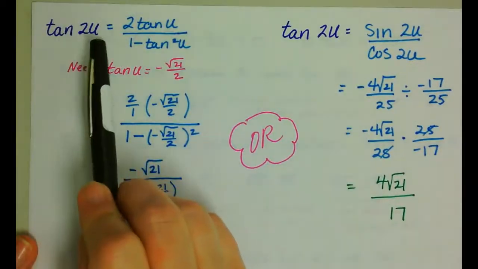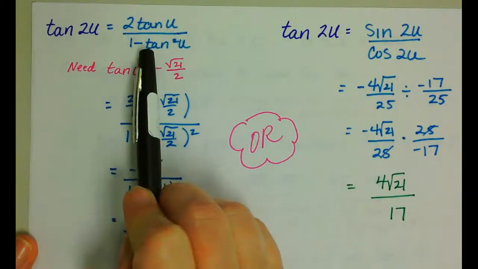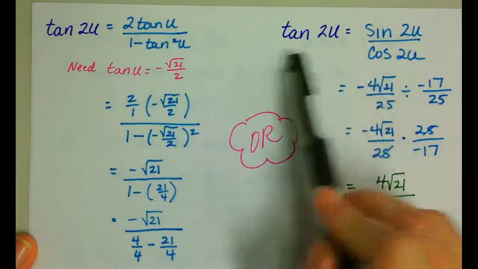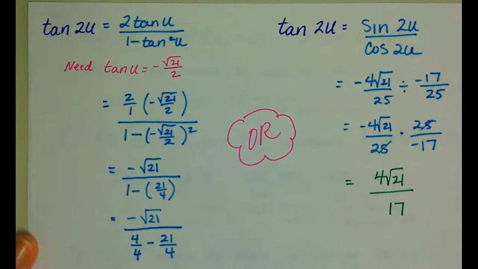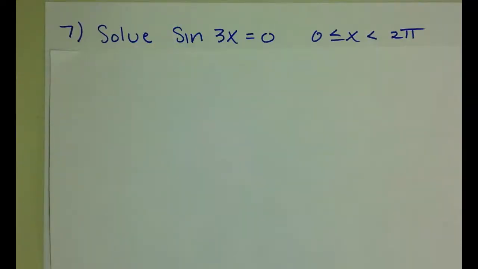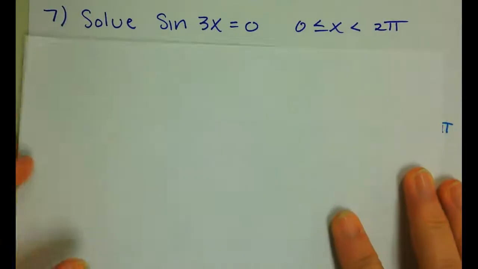So it's important, if you're going to use this identity, be sure you state the one that you're using. And that would take care of tangent. And finally, problem number 7. Again, have a list of angles.